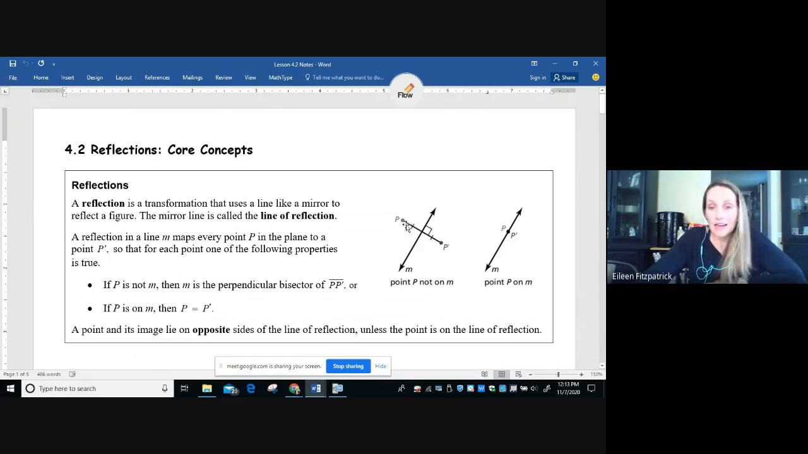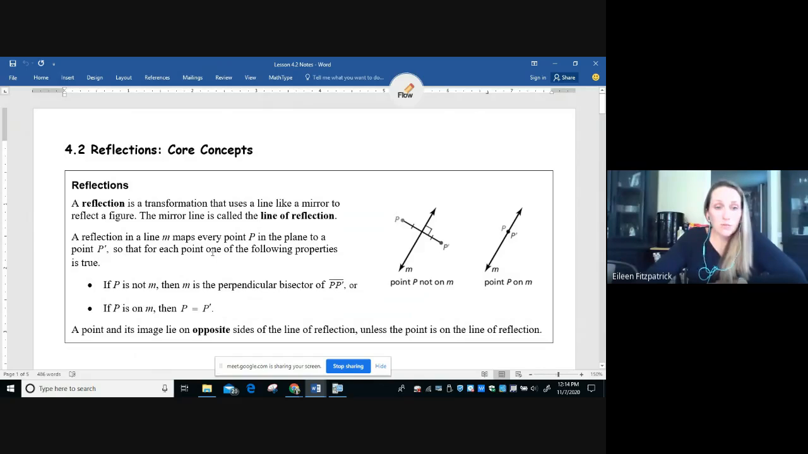Also, that line that connects P and P prime, the pre-image to its image, is always going to be the perpendicular bisector with the line of reflection. So the line of reflection is going to be perpendicular to the line that connects the pre-image to the image, and the line of reflection is also going to bisect that line that connects the pre-image to the image.